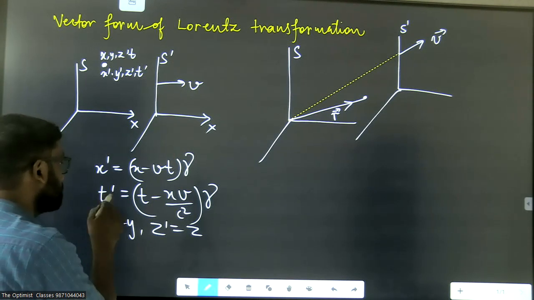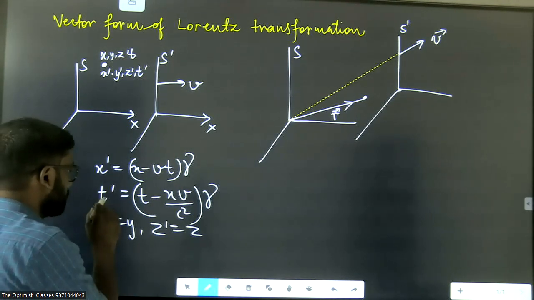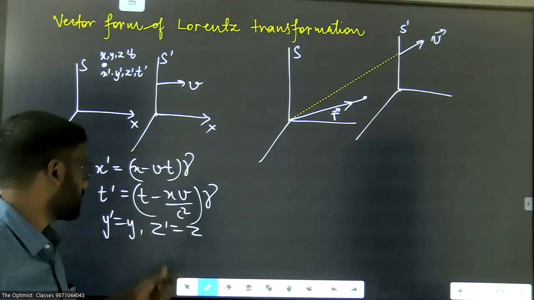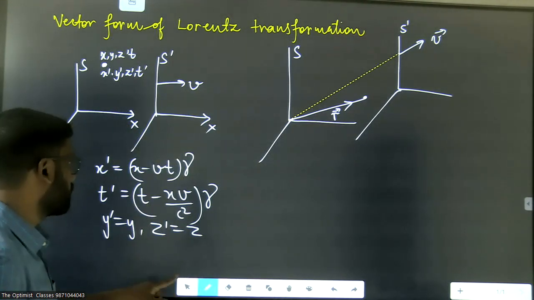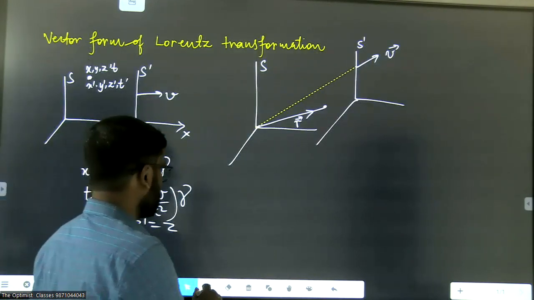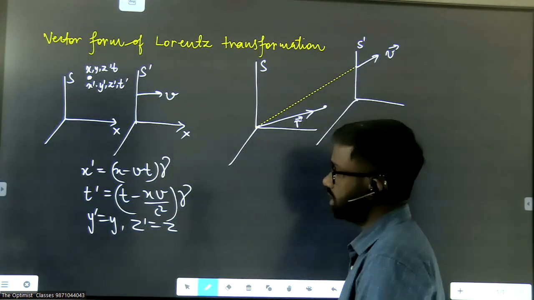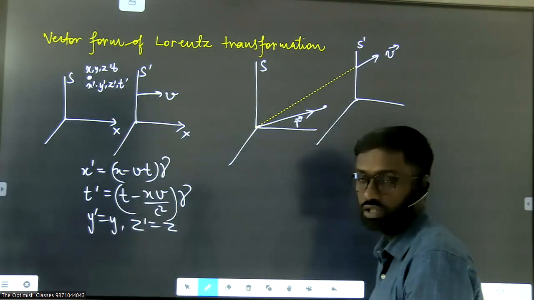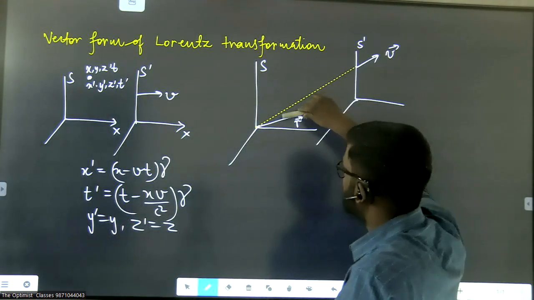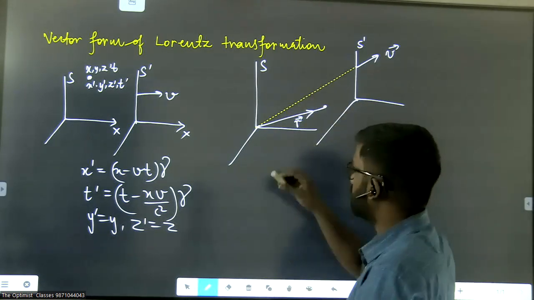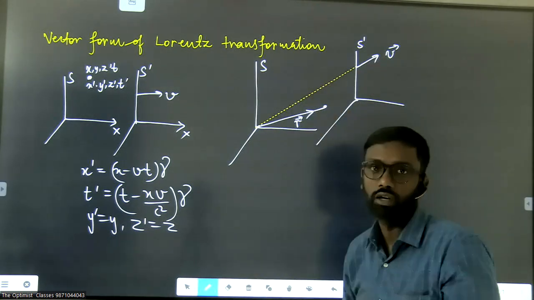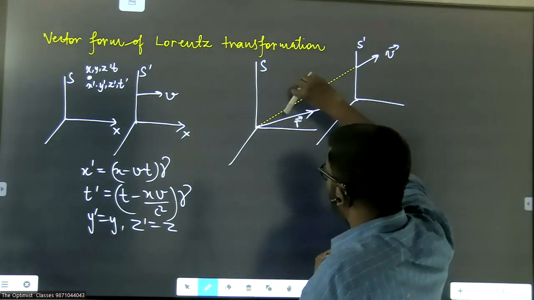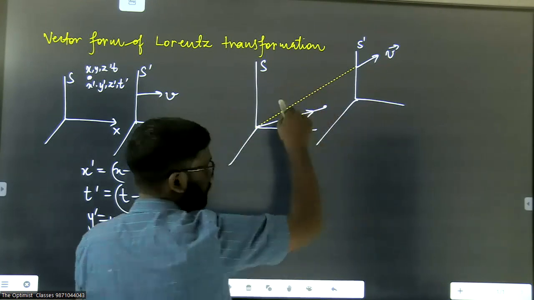And in the expression for time also, the coordinate which is parallel to the direction of velocity actually comes here. So that's why we know that coordinates which are parallel to velocity transform, and coordinates which are perpendicular to velocity do not transform. So that's why we will take its parallel and perpendicular components: the component parallel to velocity and the component perpendicular to velocity. Here we want to resolve it, parallel and perpendicular to velocity.